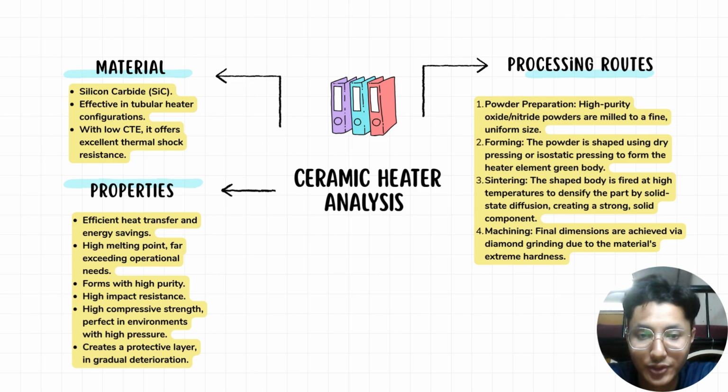For the processing route, first is powder preparation. High purity oxide or nitride powders are milled to a fine and uniform size. Secondly is forming. The powder is shaped using dry pressing or isostatic pressing to form the heater element green body. Thirdly is sintering. The shaped body is fired at high temperature to densify the part by solid state diffusion to create a strong component. And lastly, machining. Final dimensions are achieved via diamond grinding due to the material's extreme hardness.